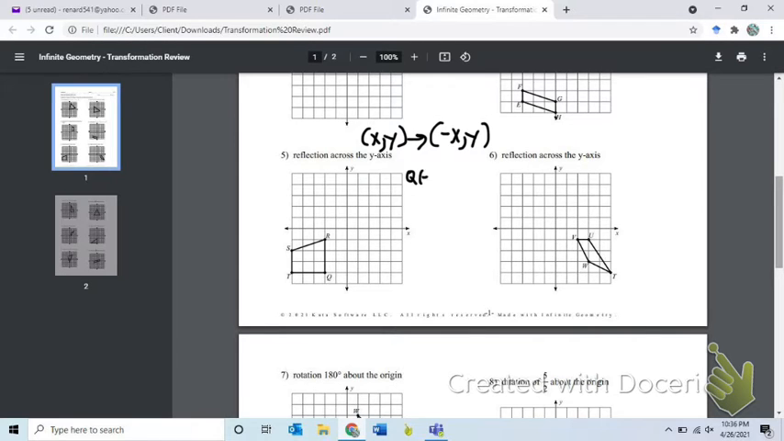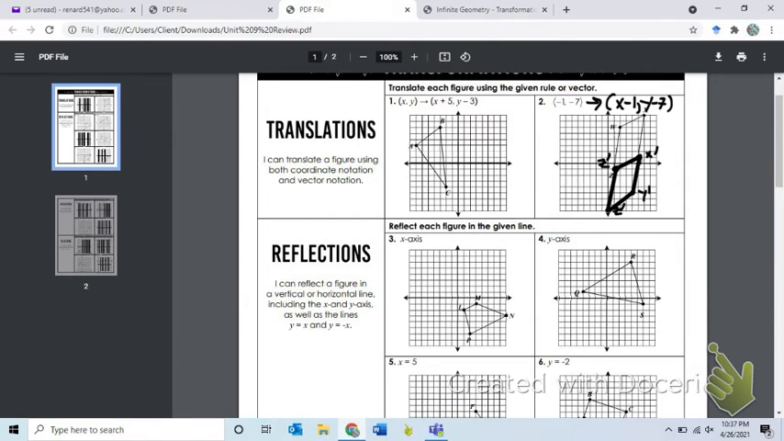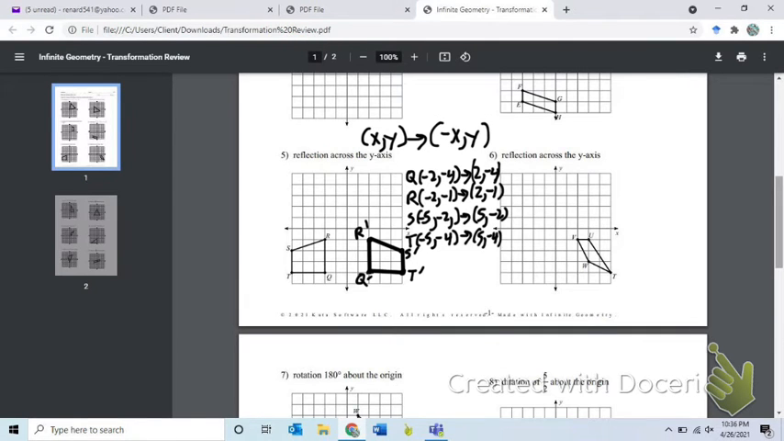So here, we know that Q is -2, -4. So we change the sign of the x to +2, -4. R goes from -2, -1 to +2, -1. S, -5, -2, to +5, -2. And that's what it looks like. See how it just kind of flipped over right there. Do the same thing with number 6, except it's going to be heading back that way.